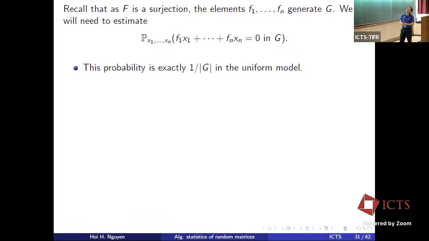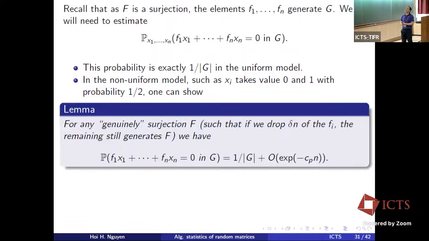Intuitively, for the uniform model, this is a random sum in the group, so it is comparable to the uniform distribution over the group. So the probability of being equal to 0 is 1 over |G|. This automatically follows from the uniform model.